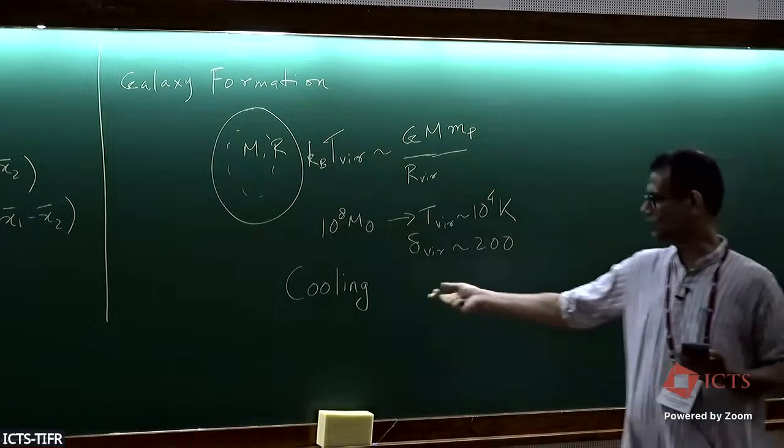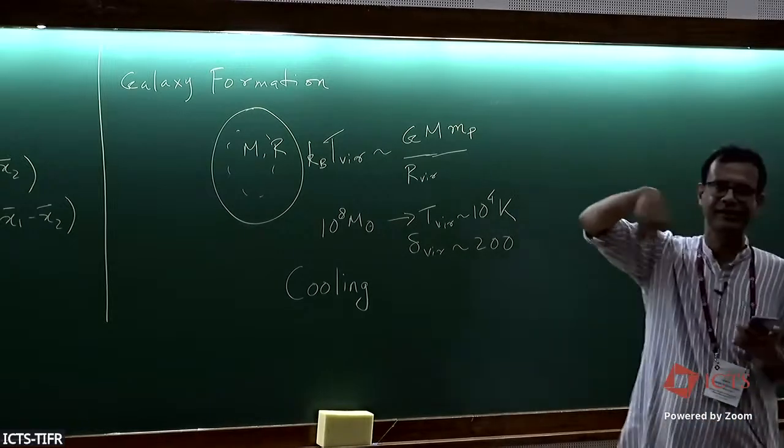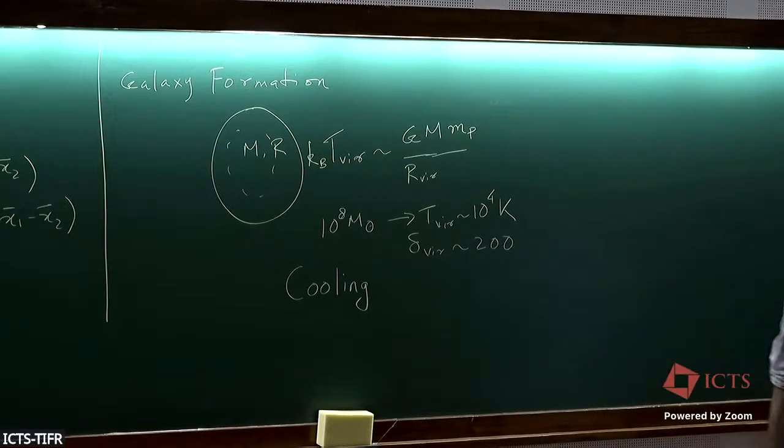So this is one way of cooling. This is basically collisional cooling. You can also do it through ionization. You can ionize the electron, and when it recombines, it will also lead to cooling.